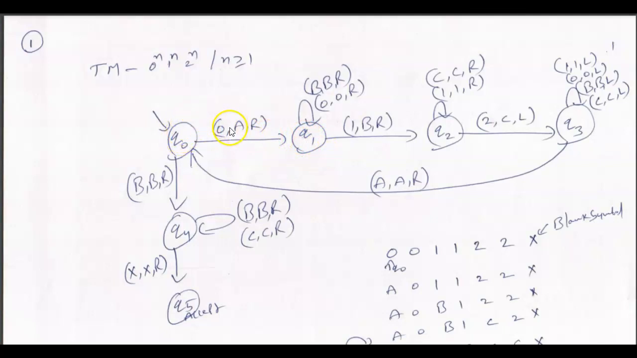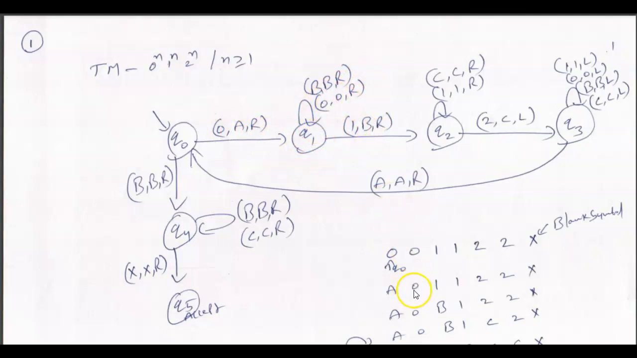Q0's purpose is to process 0. Q1's purpose is to process 1. Q2's purpose is to process 2. Q3's purpose is to come back again to the corresponding 0. This iteration simply gives us the corresponding logic. The first 0 is replaced with A and R, moving towards the right direction. After reaching Q1, we are expecting a 1 over there. For the first 1, we will be skipping the zeros.